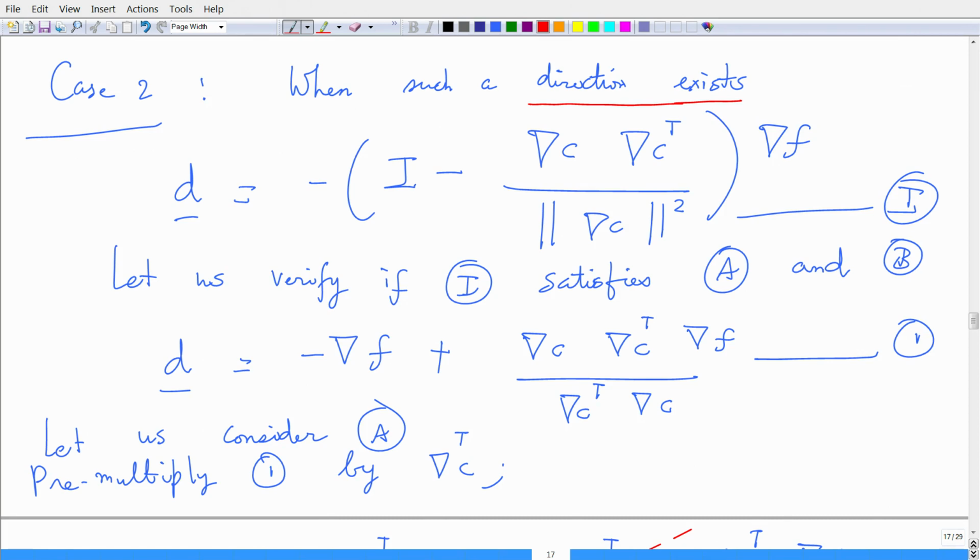You may wonder how we even arrived at equation 1 that I wrote, but let me first verify that equation 1 satisfies my equation A and inequality B, and in the process of verifying this, you may get an insight into how to get this direction D.